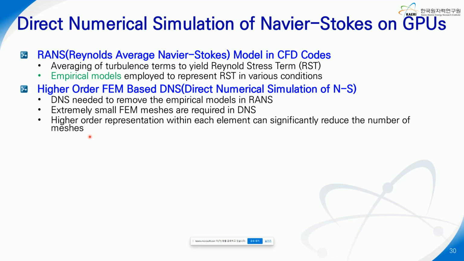DNS is required to avoid using the empirical terms, but DNS requires extremely small finite elements meshes so that it takes a huge computing time. If a higher order method is used to represent the internal variation within an element, larger elements can be used for the same extent of accuracy. However, with the higher order approach, the solution for each element would cause an increase in computing operation. The increase in element-wise computing operation is, however, well suited to GPUs.